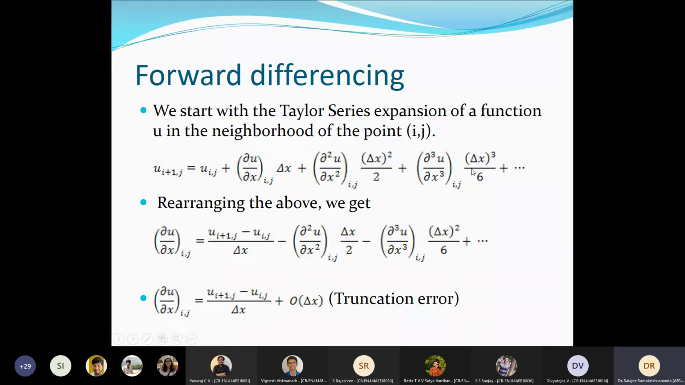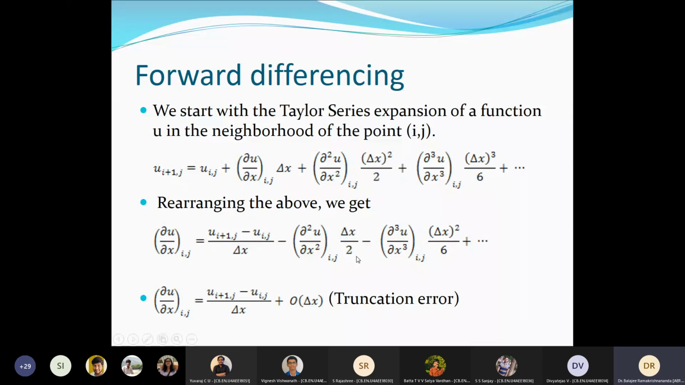So you take ∂u/∂x, write it here, taking everything to the other side, and swapping left and right hand side, you will get ∂u/∂x is 1 by delta x into u(i+1, j) minus u(i, j). Okay, first term by delta x. Then ∂²u/∂x² delta x whole square by 2, divided by delta x, so it will cancel and you get only delta x by 2 here. Then ∂³u/∂x³ into delta x cube by 6 by delta x, so you'll get delta x squared by 6 here.